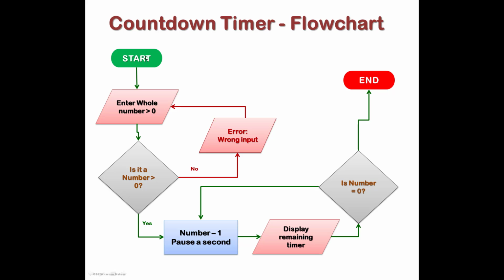You start the timer, then enter a whole number that is greater than 0. We're going to use an input-output diagram here, and then it's expecting you to enter a whole number greater than 0. Then it's going to check its validations. Is this number greater than 0? Is it a number? Now if it's not, it's going to show an error: you've entered the incorrect details.